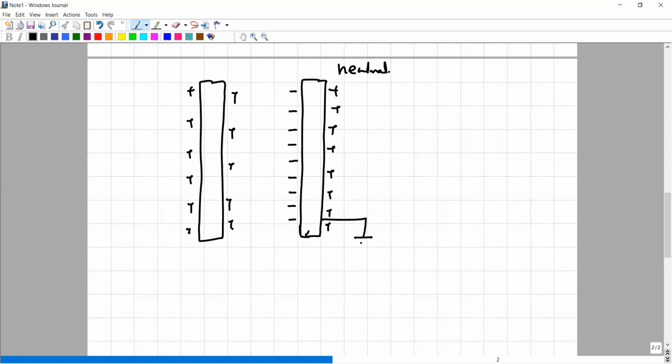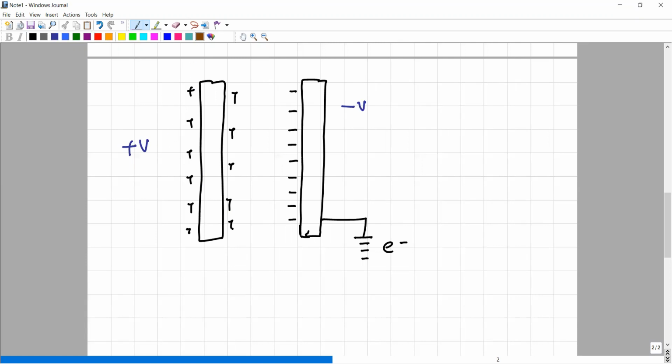And if you then do earthing of this conductor, then electrons from the ground would come and neutralize these positive charges, and these positive charges will go away. Now, because this conductor was positively charged, obviously it will develop a positive potential. And now this conductor is negatively charged, so it will develop a negative potential.